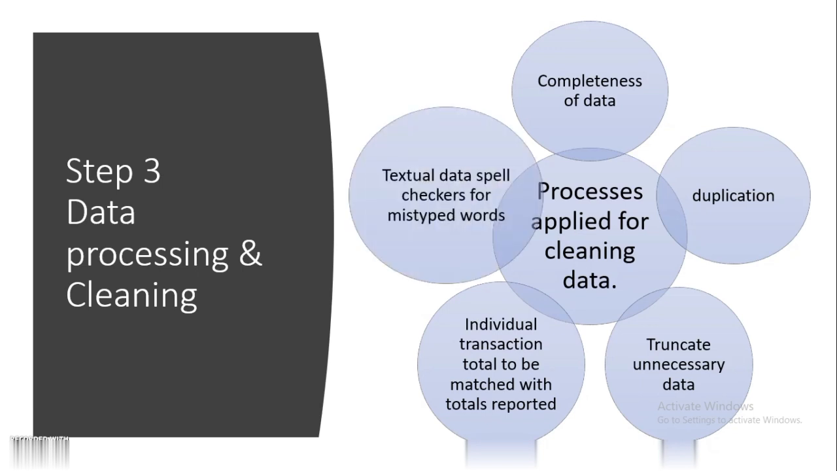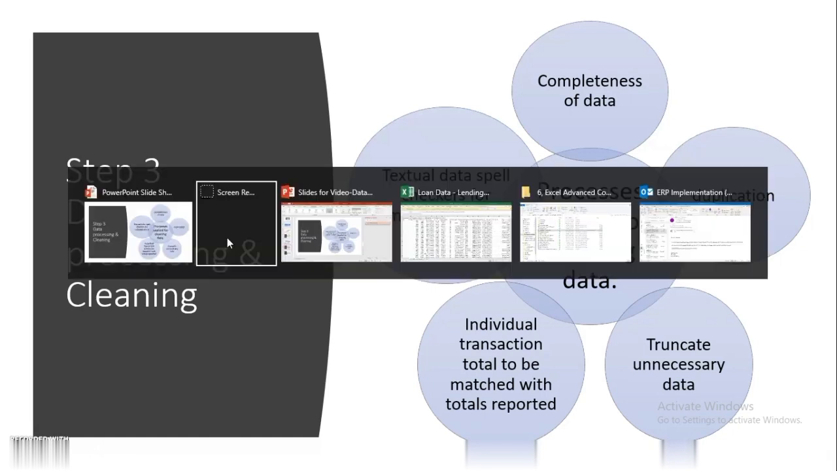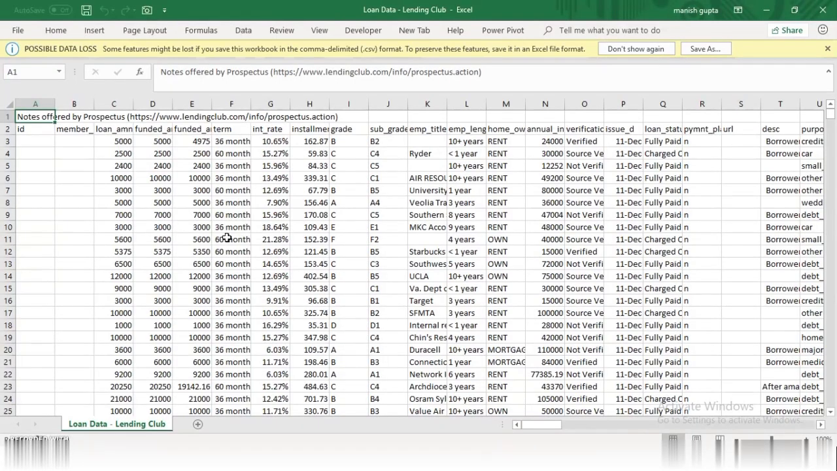Then for textual data we must use spell checkers so that we can fix mistyped words, because when we are making pivot tables or Excel graphs and charts, the systems treat differently typed words as different words, so you will get the wrong information. So the spelling of the textual data is very important for us as well. Now let's look at the sample of the data which I have collected.